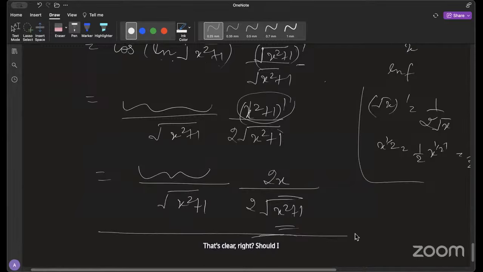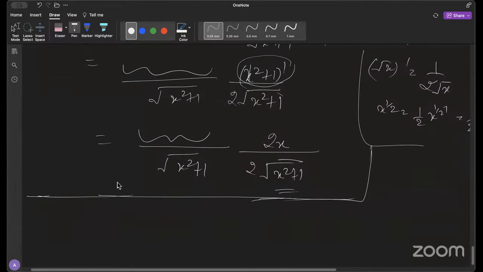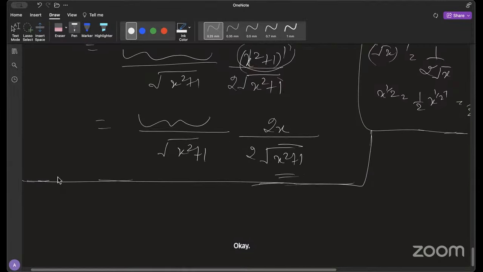Should I take up one more example? Is this clear, or should I take up one more example on derivatives? This one is clear, but if you take one more example, that will be helpful. Okay. So which one do you want me to take? The composition ones only or something else? Yeah, these ones I find difficult, the composition ones.